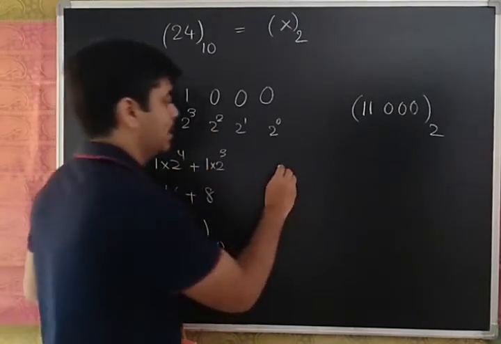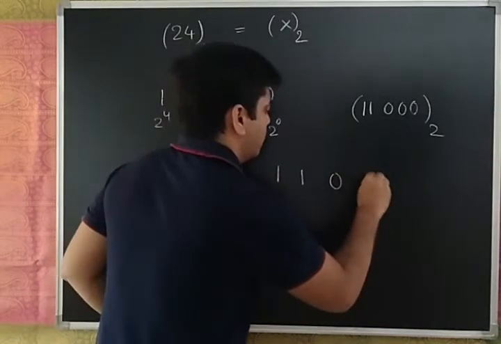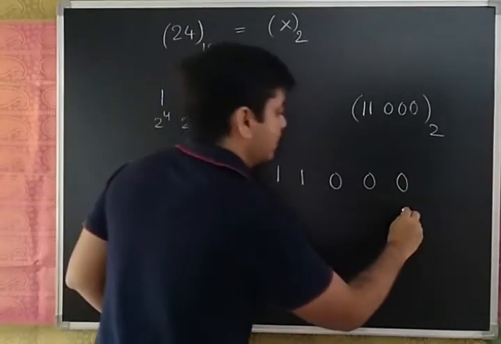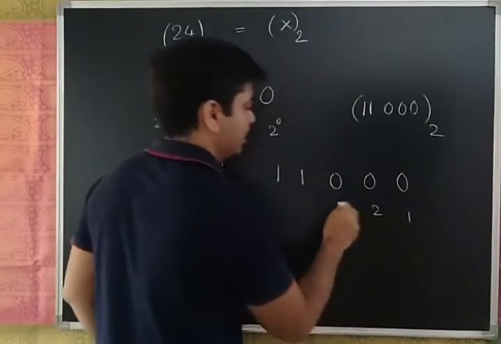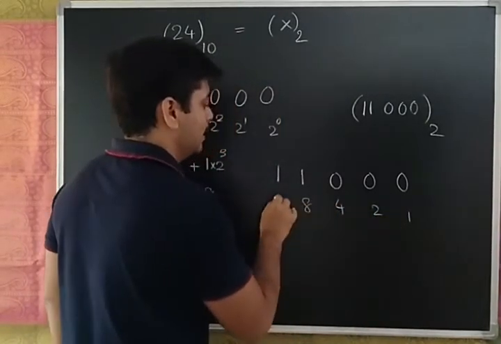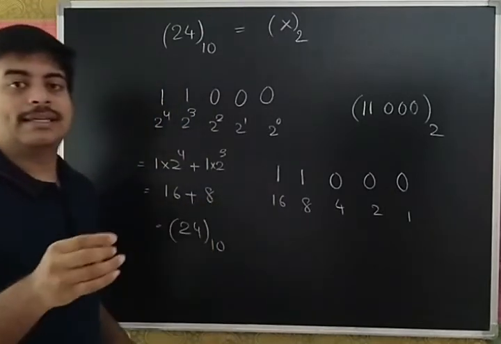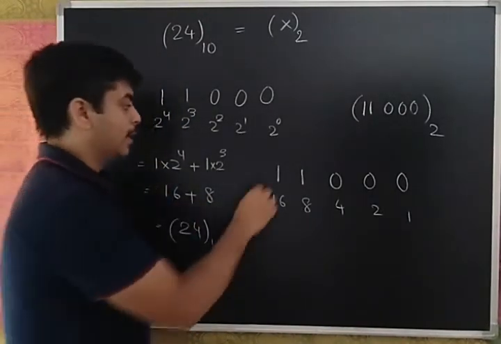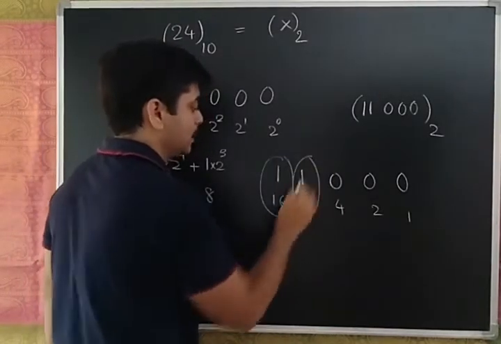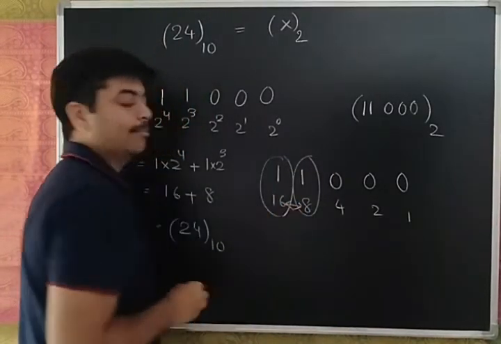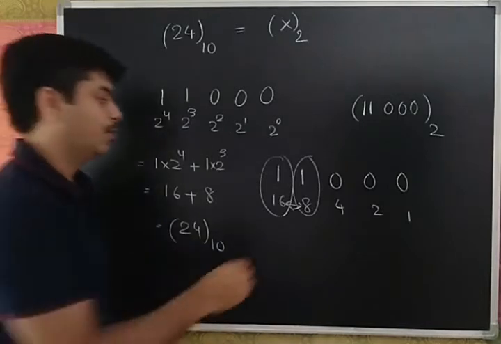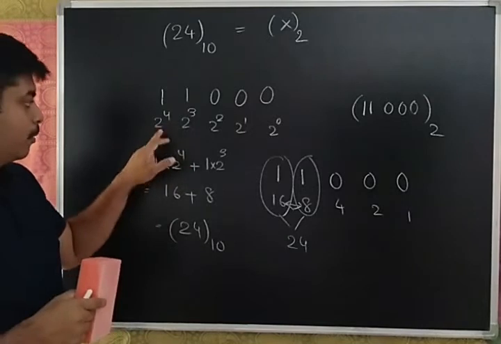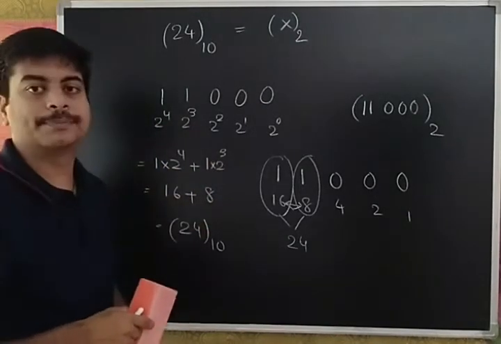I'll say it once again. Instead of 2 power 0, 2 power 1, 2 power 2, 2 power 3, all those, start with 1, 1 into 2 is 2, 2 into 2 is 4, 4 into 2 is 8, 8 into 2 is 16. Just add the numbers wherever you have 1. You have 1 here, you have 1 here, so just add these two numbers. 16 plus 8, what is 16 plus 8? 24. The same thing we have done here also: 2 power 4 is 16, 2 cube is 8.